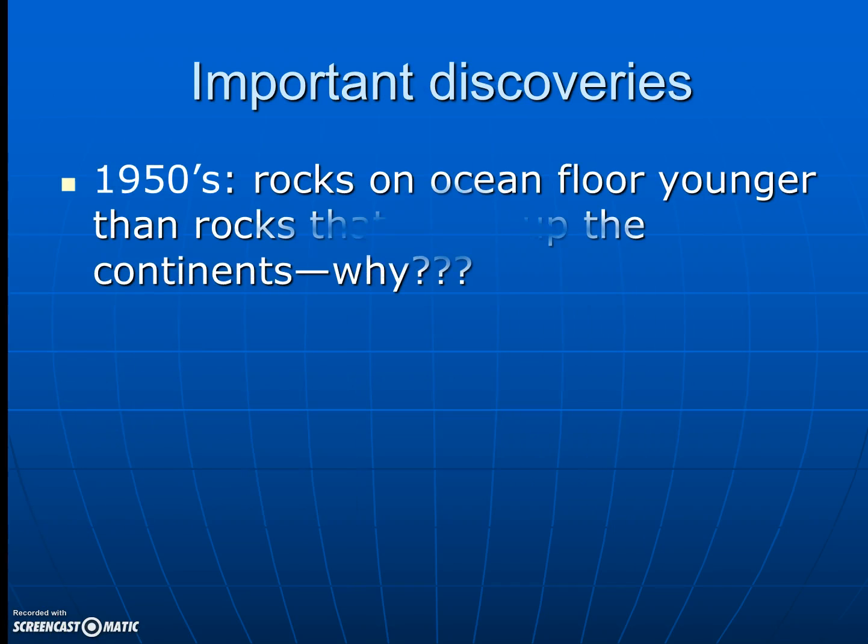All right, more important discoveries. In the 1950s, rocks on the ocean floor were younger than the rocks that make up the continent. So people started collecting evidence. Even though Alfred Wegener was dead, they were trying to figure out, well, that does make sense, so let's look at some other things. So they saw that rocks on the ocean floor were younger than the rocks that make up the continents, which they thought was really kind of weird.